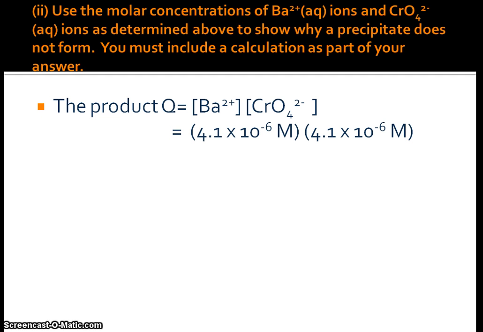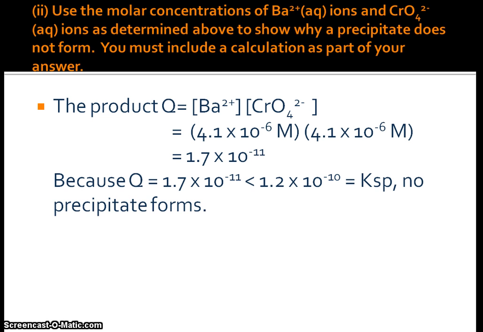So when you do the Q calculation, you use the same Ksp expression, which was Ba2+ times CrO4 2-. And so when you plug that in, you get 1.7 times 10 to the negative 11. So Q is less than K, and so no precipitate forms because ions are being created in the solution.